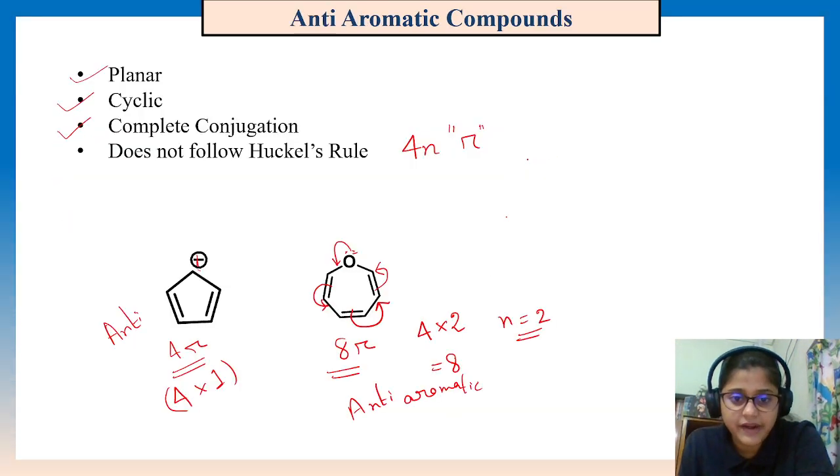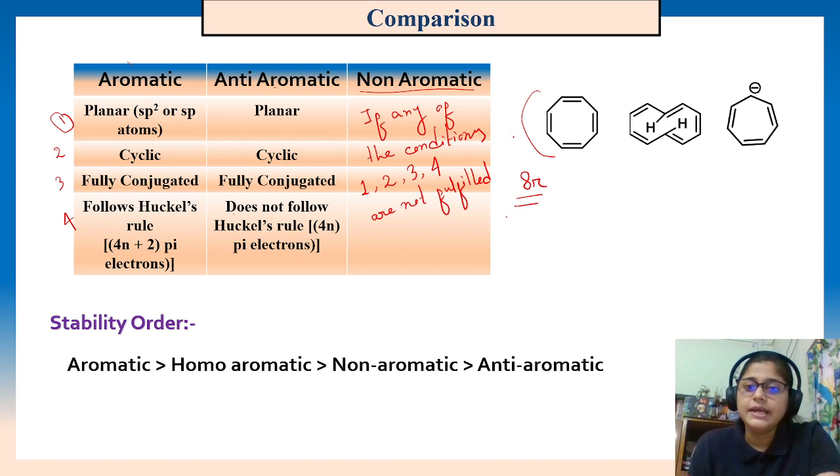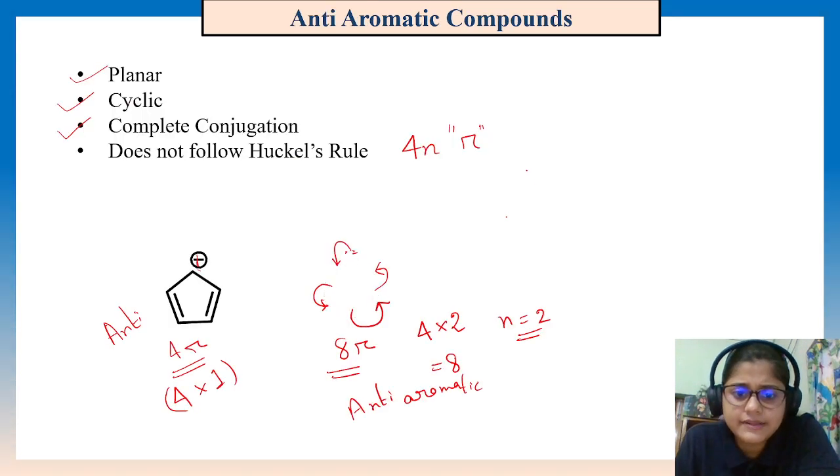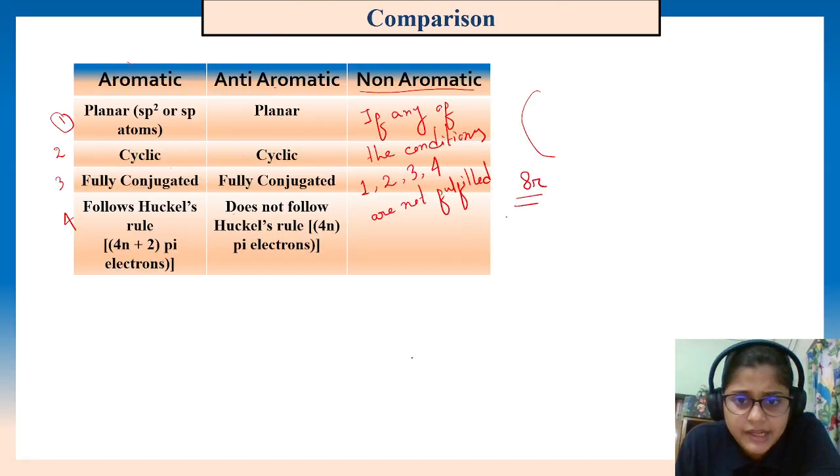No, this is different, right? Here there is an oxygen and it is a 7-member ring. Here also 8 pi electrons, there also 8 pi electrons are there. So you will say yes, they follow 4n pi electrons, so it will be anti-aromatic, right?